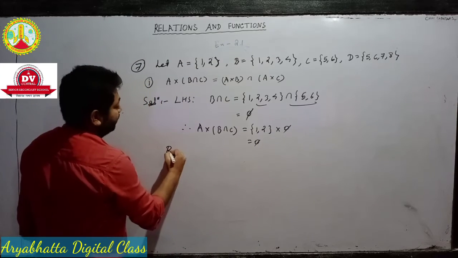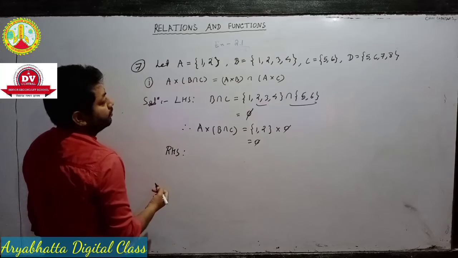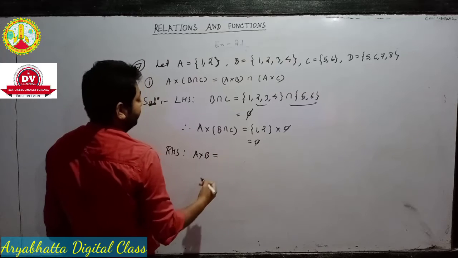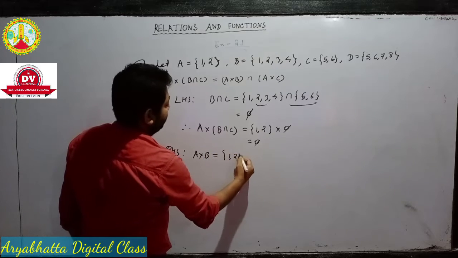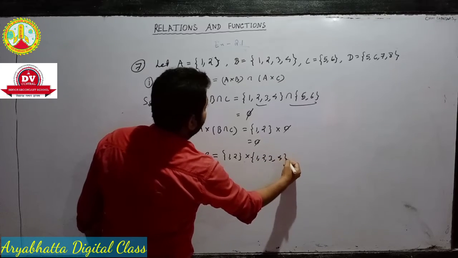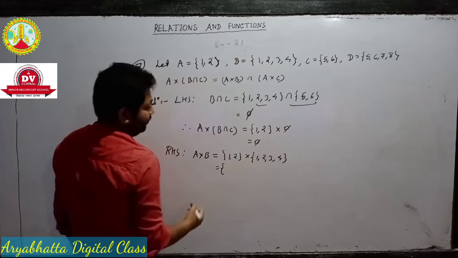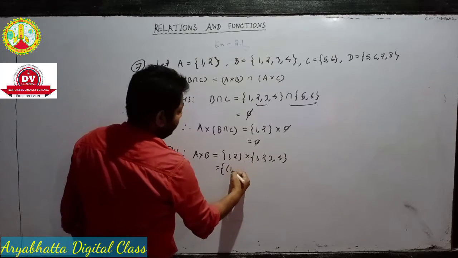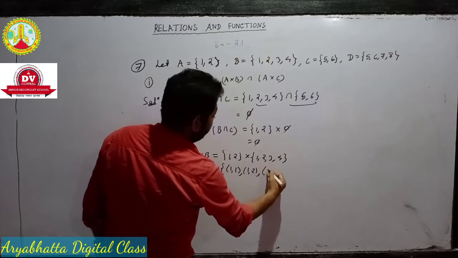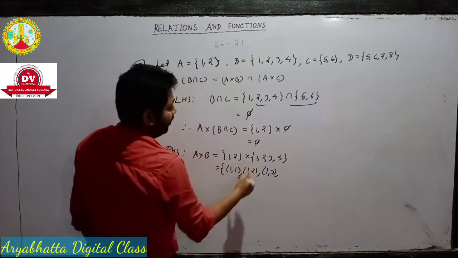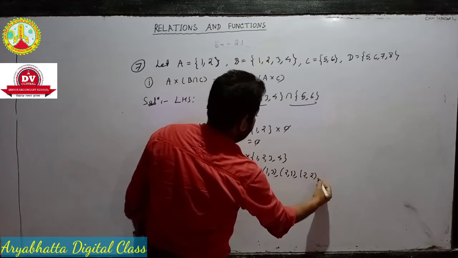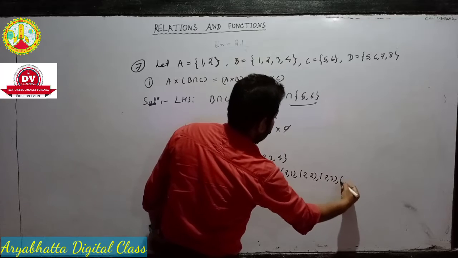Next, we will find the right hand side. First, we will find A cross B. A is equal to {1, 2}, B is equal to {1, 2, 3, 4}. Therefore, A cross B is equal to {(1, 1), (1, 2), (1, 3), (1, 4), (2, 1), (2, 2), (2, 3), (2, 4)}.